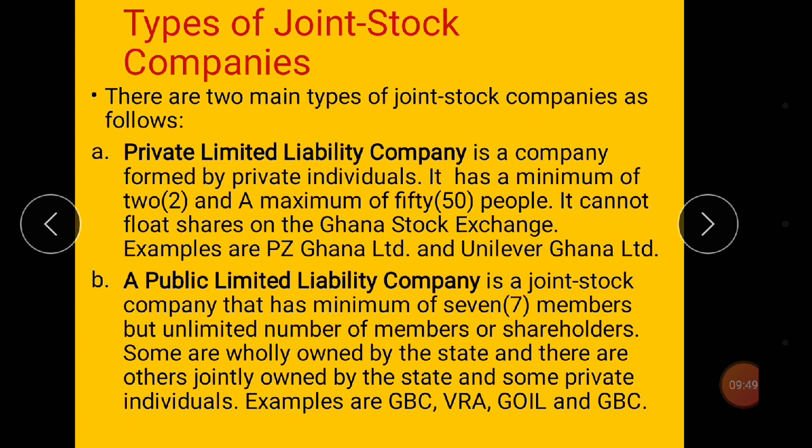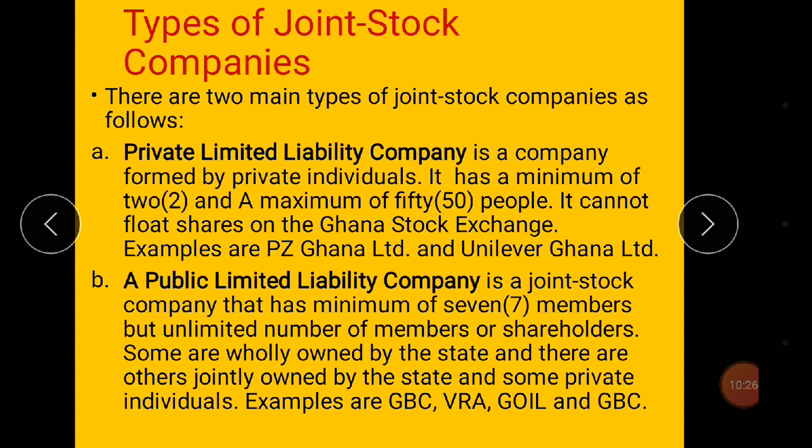A private limited liability company is a company formed by private individuals, and it has a minimum of 2 and a maximum of 50 people. It means that in a private limited liability company, or in a private joint stock company, it can't take more than 50 people as shareholders. And it can't take less than 2. Then it cannot float shares on the Ghana Stock Exchange.